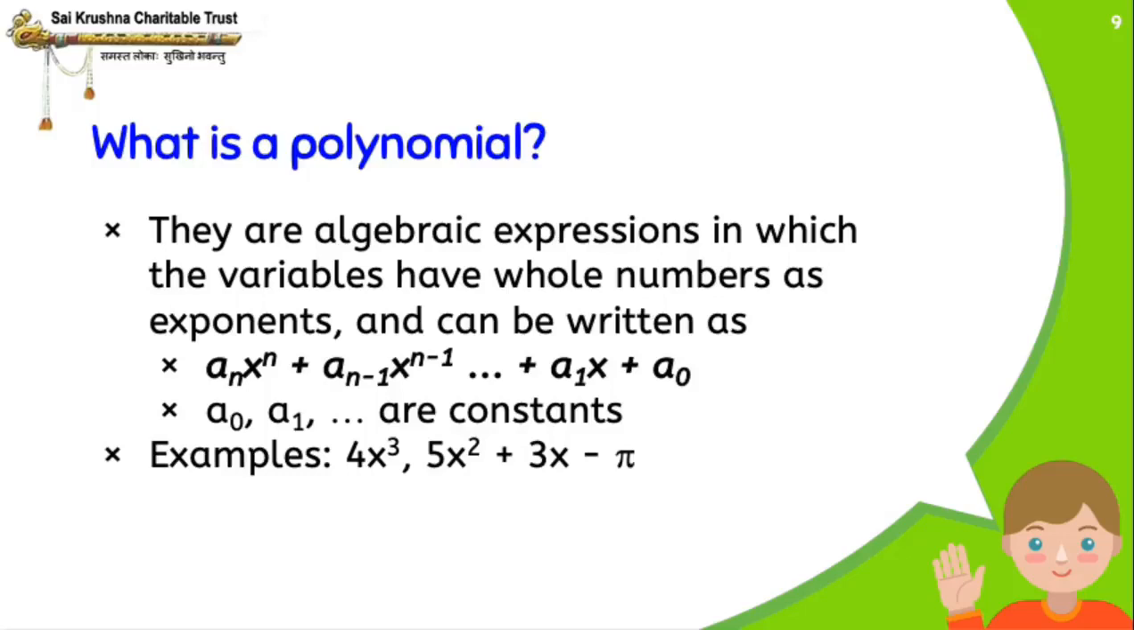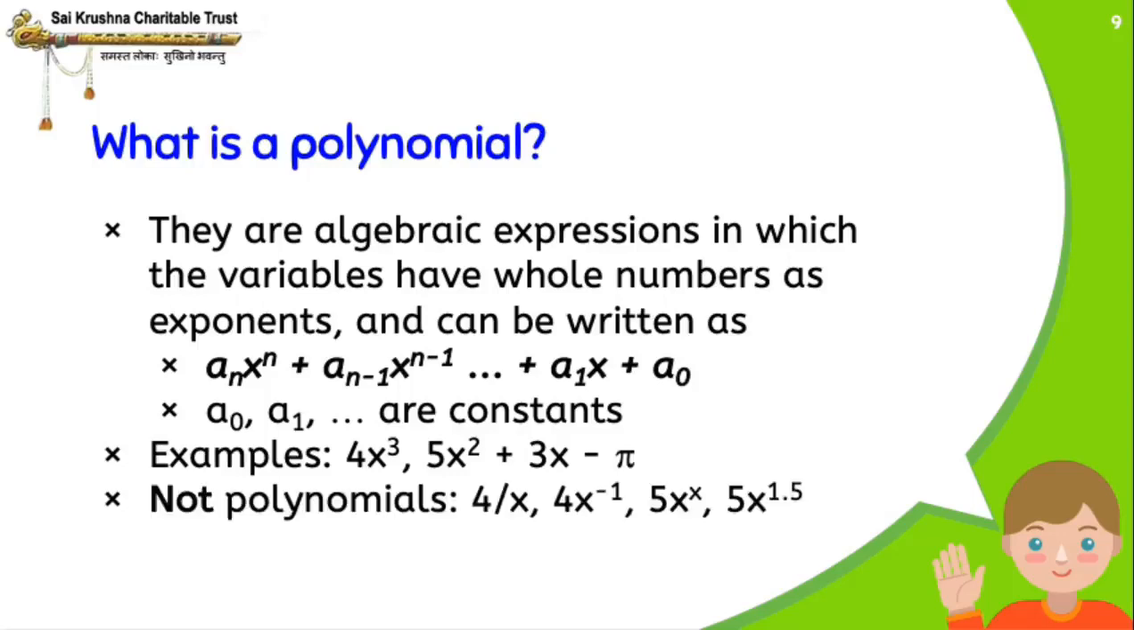Okay. Now you may say pi is not a whole number, but pi does not need to be a whole number. Only the power, that is the exponent that goes over x, that has to be a whole number. Others don't need to be whole numbers. Okay. So let us look at a few examples of what are not polynomials.